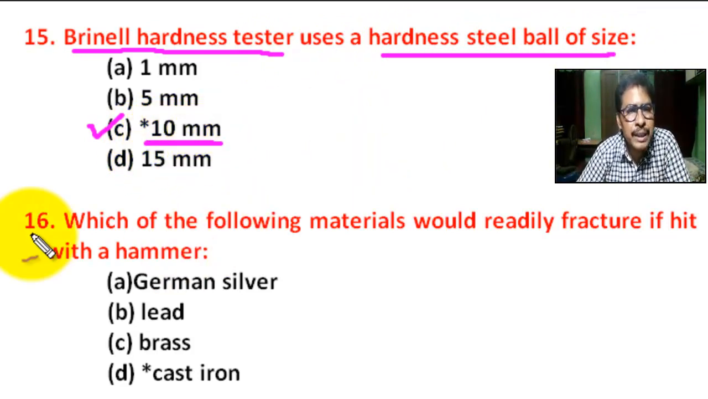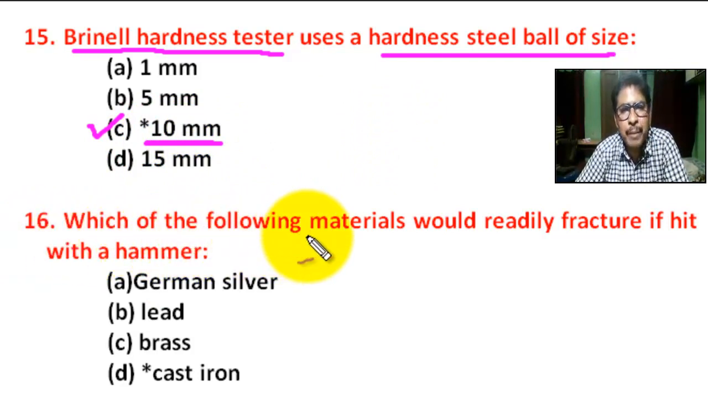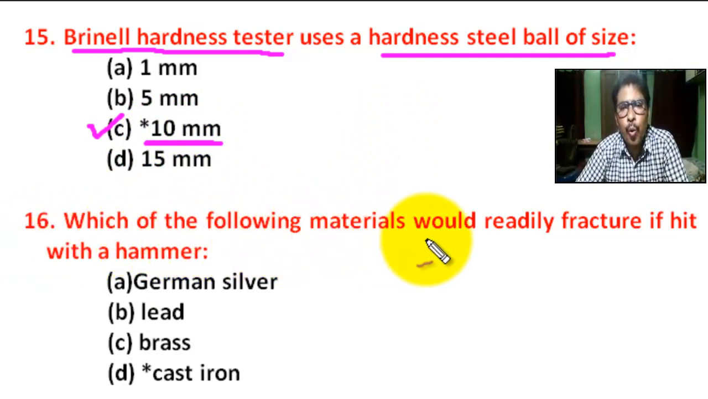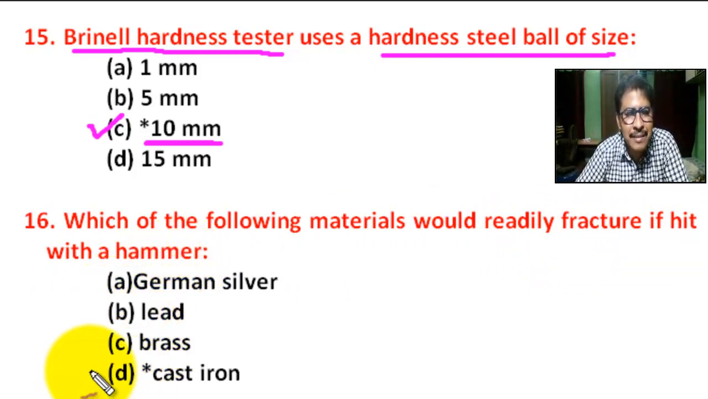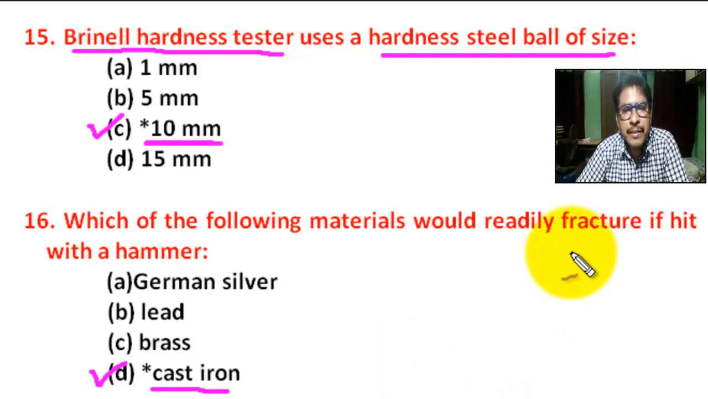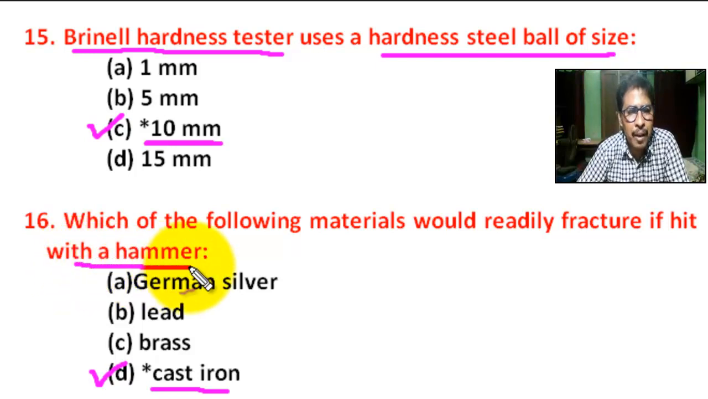Question number 16. Which of the following materials would readily fracture if hit by a hammer? There are 4 options. Correct answer is D. Cast iron will readily fracture if hit by a hammer.